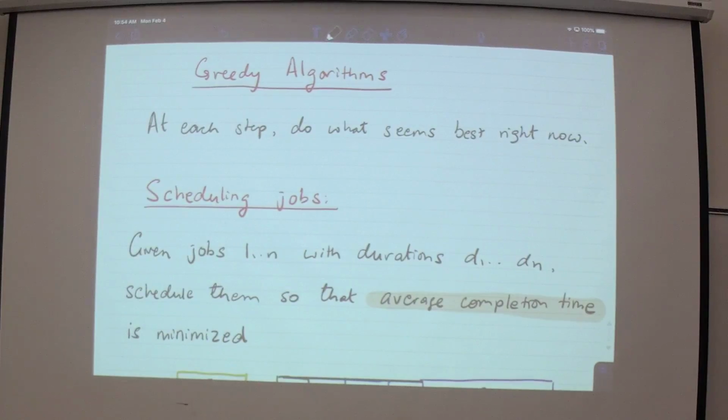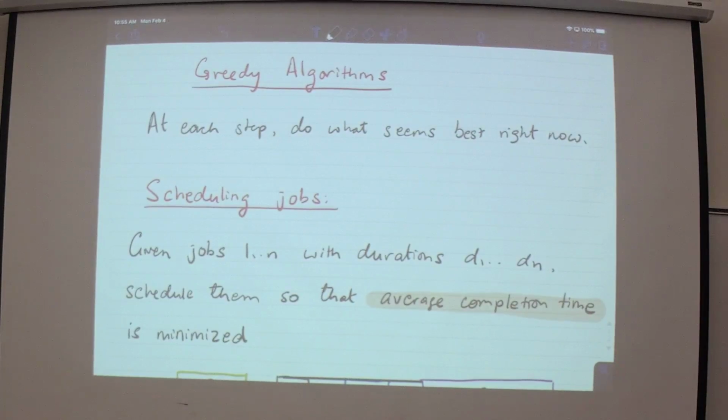Okay, so this is the problem. I have a bunch of jobs. Each job has a duration. And I want to schedule them back to back. So think of these as programs running on a single processor machine, let's say. And each job is owned by someone else. And people will be very unhappy if their job takes a long time to finish, or if the time at which their job is finished is very far in the future. So what you want to do is make sure the average completion time of a job is minimized.